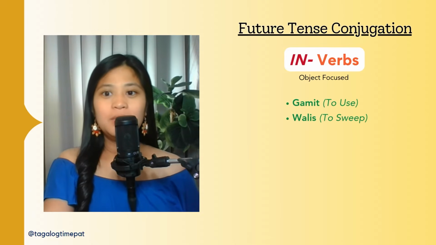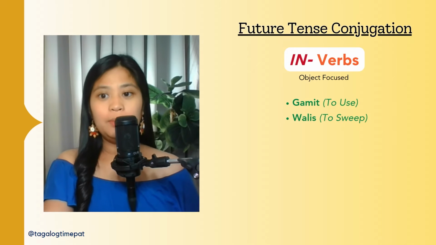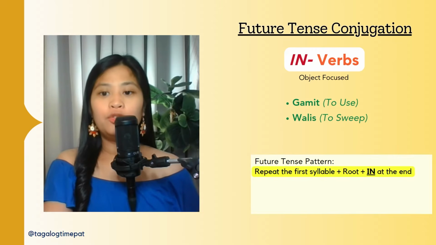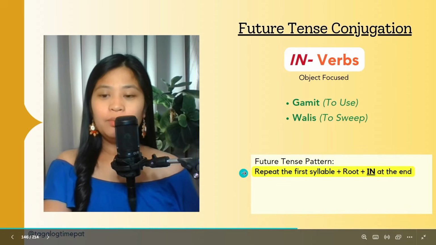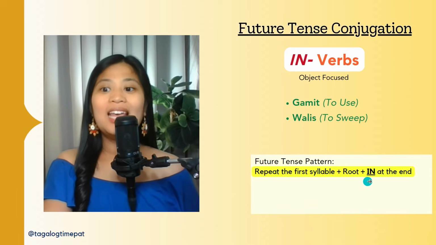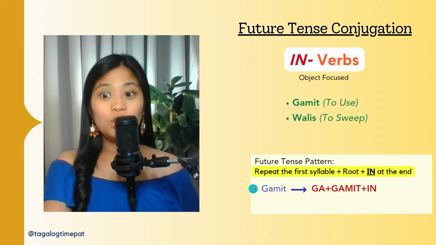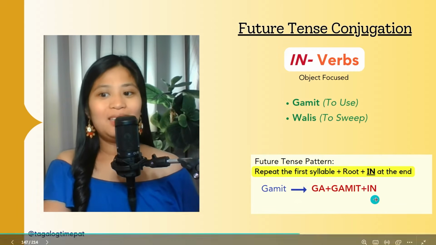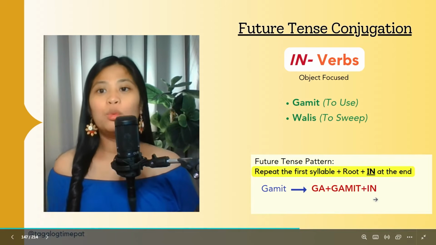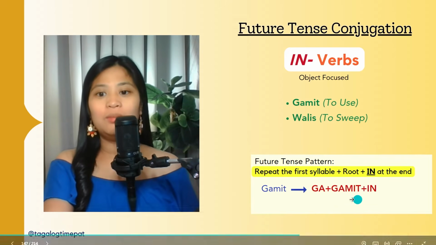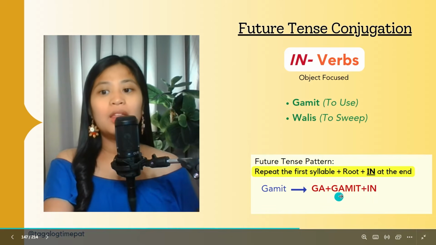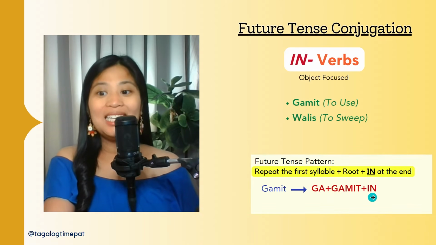Then in verbs, some examples are gamit, to use, and walis, to sweep. Now the pattern for future tense conjugation of these verbs is that you repeat the first syllable, then it's the root, then the suffix goes at the end. So take a look at the word gamit, which means to use. In the future tense, it would be gagamitin. Gagamitin ko yung kotse. I will use the car. So you repeat the first syllable, then the root, then the suffix at the end.